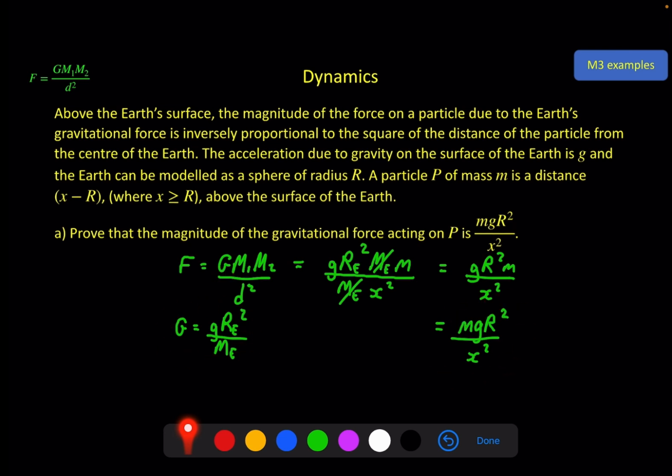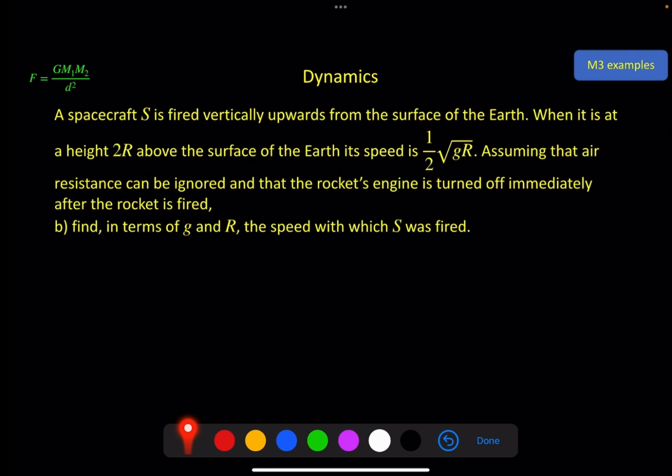Part B. A spacecraft S is fired vertically upwards from the surface of the Earth when it is at a height 2r above the surface of the Earth. So at that point x would be 2r plus r, so 3r. Let me make a note of that. Its speed is 1/2 root gr. So there's a boundary condition for us if we need that. Assuming that air resistance can be ignored and that the rocket's engine is turned off immediately after the rocket is fired, find in terms of g and r the speed with which S was fired.